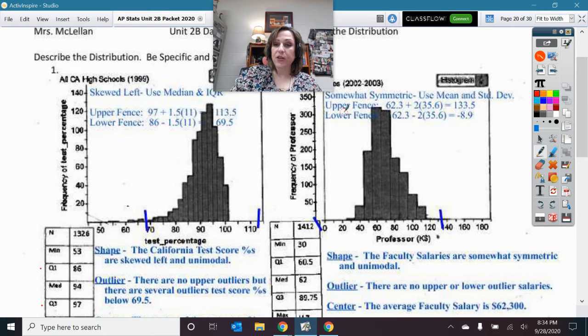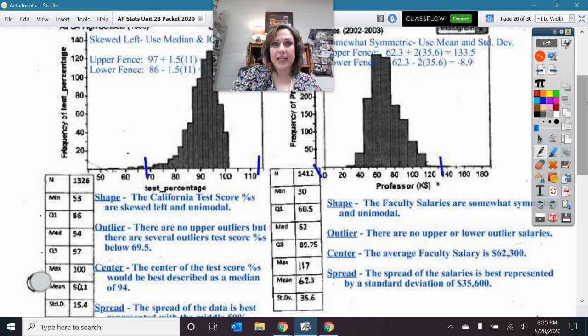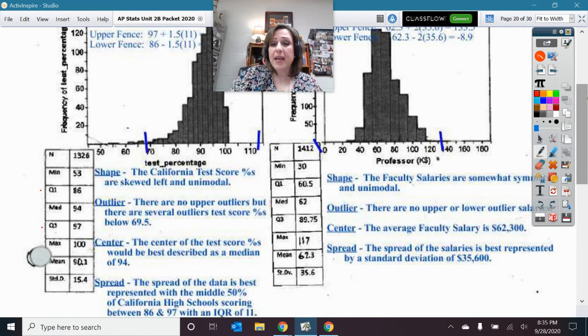Okay, so next, number 2 was somewhat symmetric, so I'm going to use mean and standard deviation. So I went ahead and calculated my upper fence as the mean plus 2 standard deviations, and my lower fence is the mean minus 2 standard deviations, and it's a negative number. So we've got professor salaries, so hopefully we don't have negative professor salaries. So the shape of the faculty salaries is somewhat symmetric and unimodal. The outliers, there are no upper or lower outlier salaries.